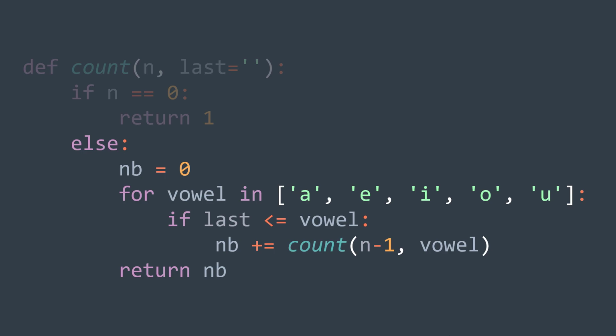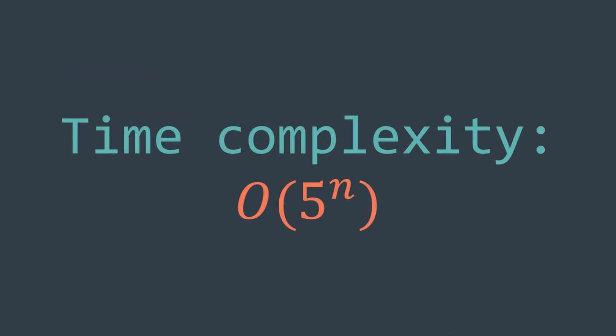But the problem is that this solution is very slow. At each call, we're calling the function again up to 5 times, and we're adding 1 character per level only. We get an O(5^n) time complexity, which is very inefficient. This is why we'll move to the next solution, the dynamic programming solution.